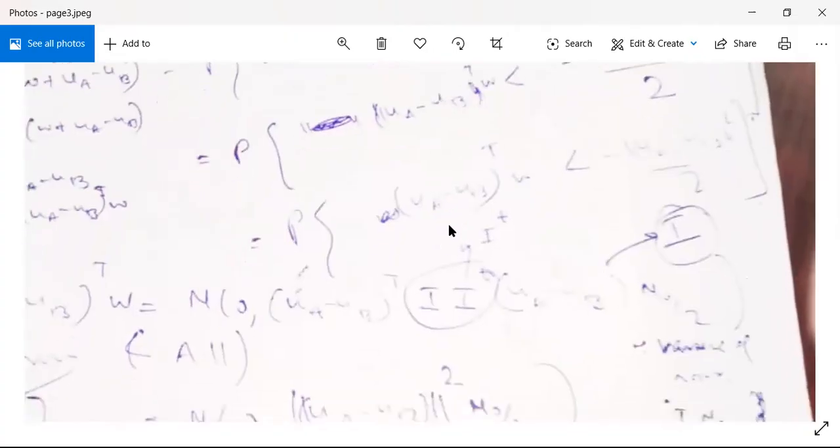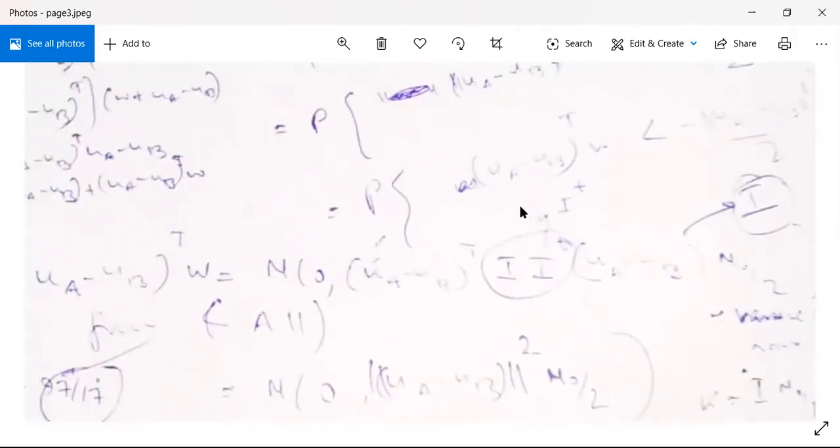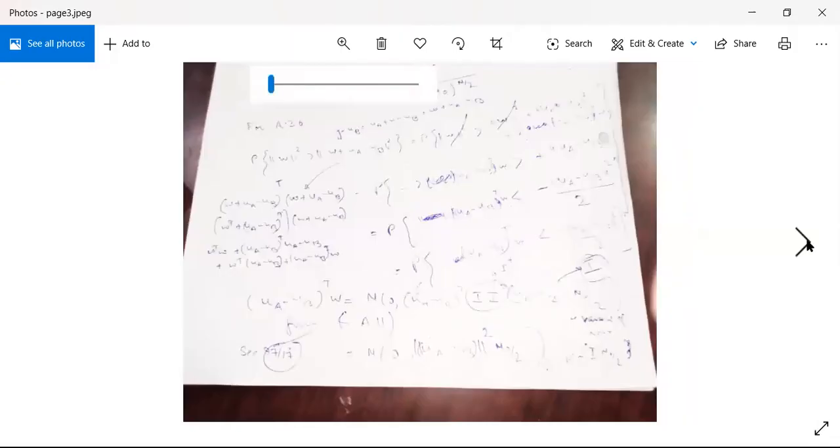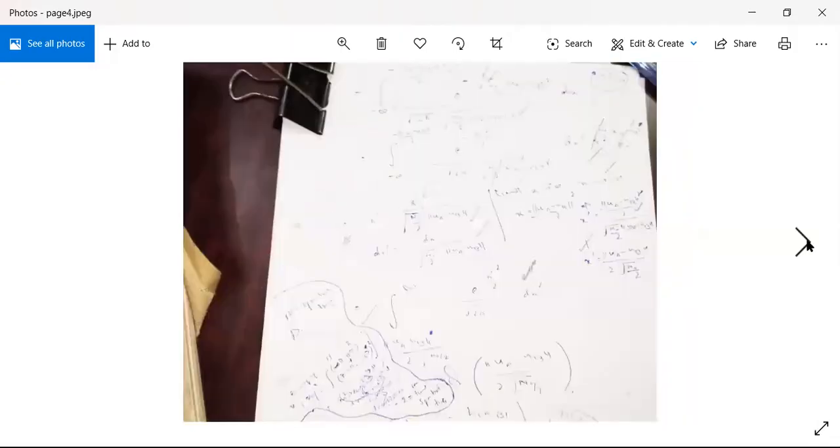Same thing. Now, what is the distribution of this term? For the distribution of this term, we will use appendix 8.11, equation 8.11 of the appendix.